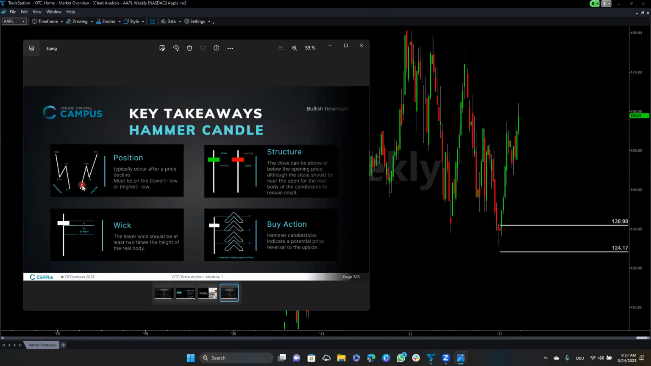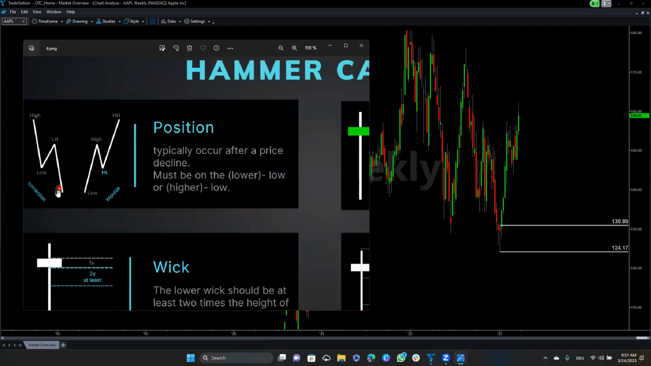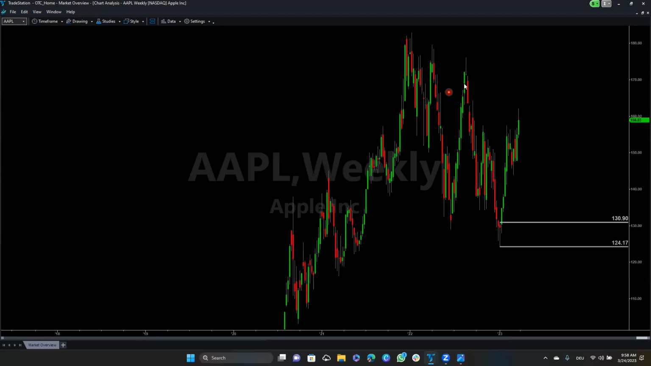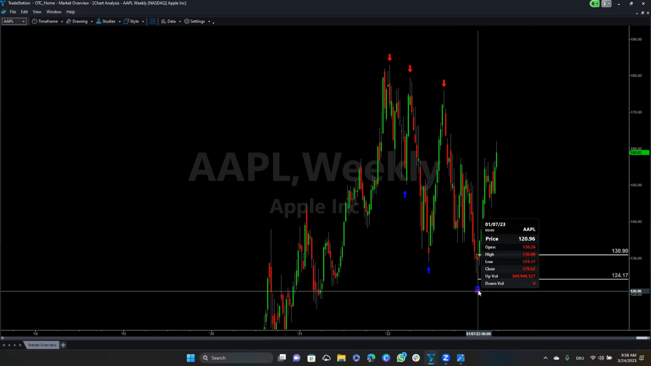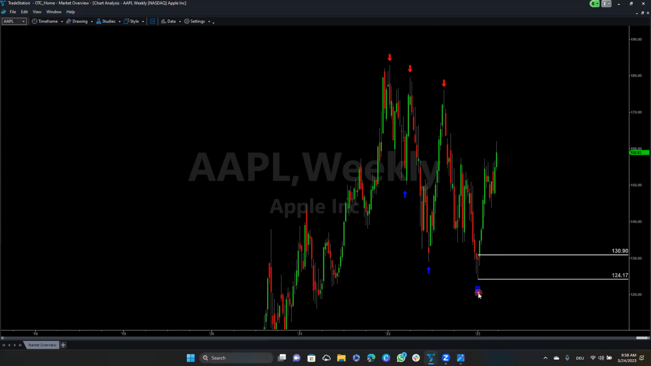We need the hammer candle in the lower low or in the higher low. Let's make our direction together here. Drop. Oops, snap mode off, right? Drop like this. So we have a clear downtrend, right, with higher lows, lower lows, and lower highs and lower lows. A clear downtrend here, and we are definitely in the lower low area.